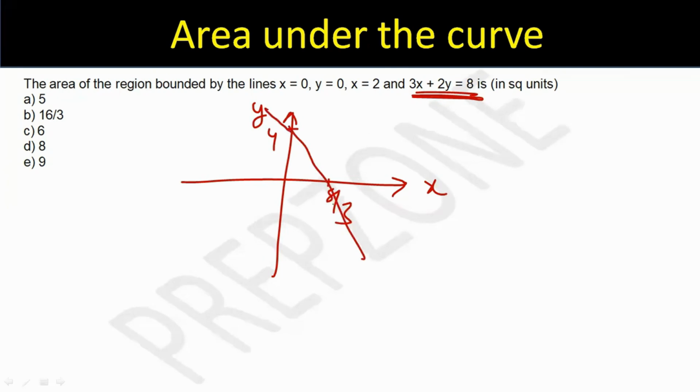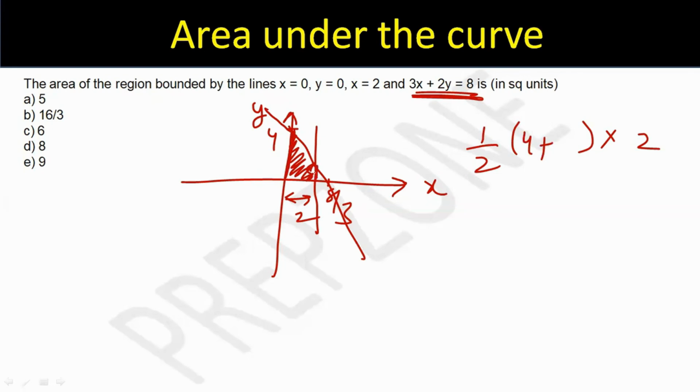Then X is 2. This is 8/3. This is greater than 2. So X equals to 2 will be a line here. Then X equals to 0 and Y equals to 0, which means this is the area that you have to calculate. It's a trapezium. Trapezium ka area is half into A plus B into H. H is nothing but, this is 2. So H is 2. Then A plus B. A is this. This is nothing but 4 plus B.